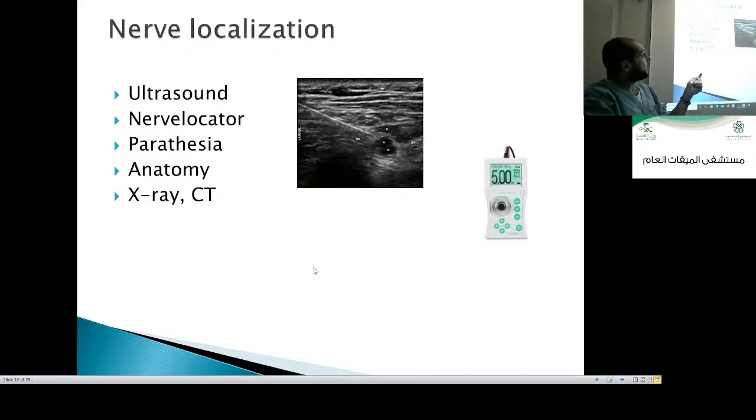In the old days, we had the nerve locator. This is a machine with a wire that is connected to the needle, and it elicits an electrical impulse that locates the nerve itself. It's from the old days, now almost obsolete.